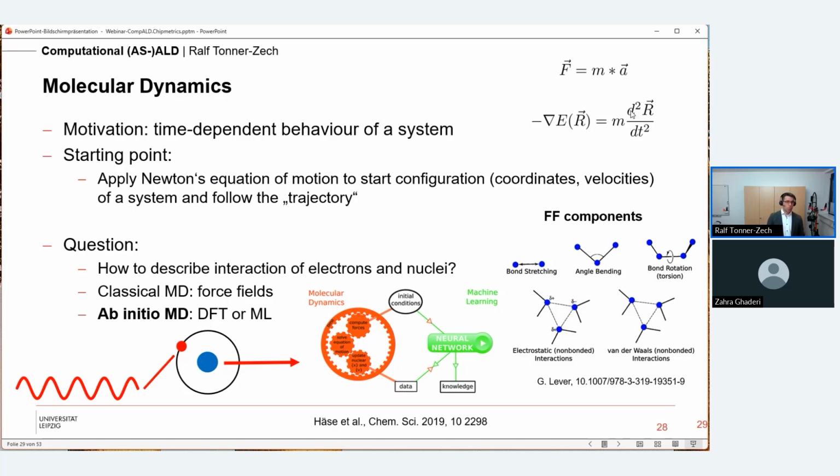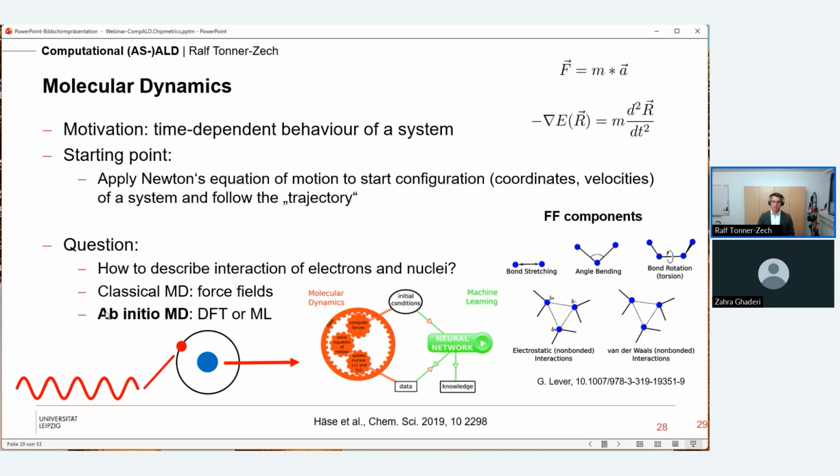You might wonder, okay, where are the electrons? And essentially, there are two ways to treat the electrons in this respect. In classical MD, we only use Newton's equation of motion for the nuclei, and the electrons in the force fields are completely neglected. They're only parameterized into the interaction between the nuclei. So we have components here in a typical force field. We have lots and lots of parameters for bond stretching, bending, rotation, and non-bonded interaction. So you need a huge parameter space to set up a force field.